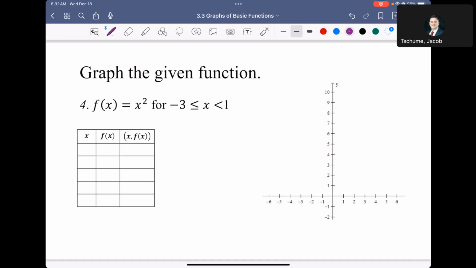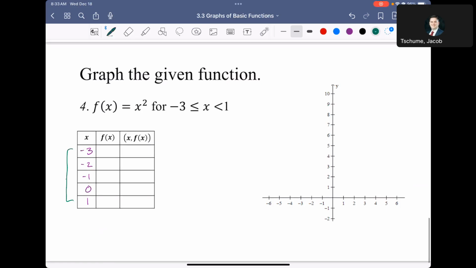According to this, it's saying that I must start at -3 and I must end at 1. It's giving me the beginning and the ending. And so if I fill in the middle, that would be -2, -1, 0. I'm going to take these 5 numbers and I'm going to square each of them to fill in my chart. And so -3 squared would be 9, then 4, then 1, 0, 1, which creates the following 5 points.